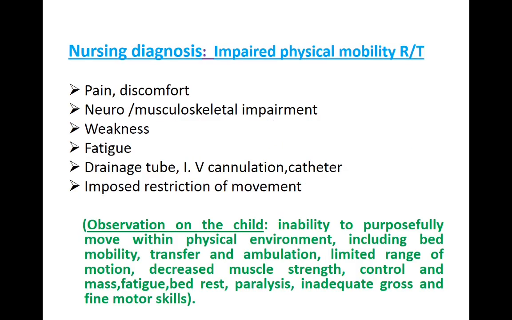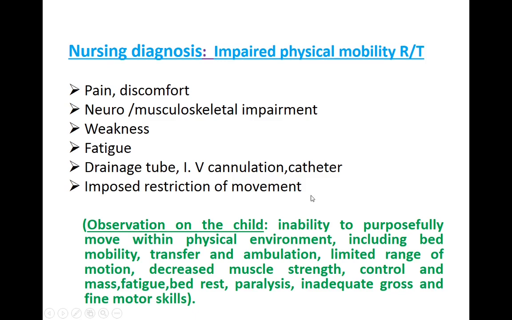This I think in the last class also I have explained a lot. This impaired physical mobility might be related to what? Somewhere there is pain, there is discomfort, neuromuscular impairment, there is injury, maybe there is weakness because of some deficiencies, there is fatigue. A drainage tube is there, IV cannulation is there, a catheter is there. Because of that, the child is not able to move out of the bed. There is imposed restriction of movement.